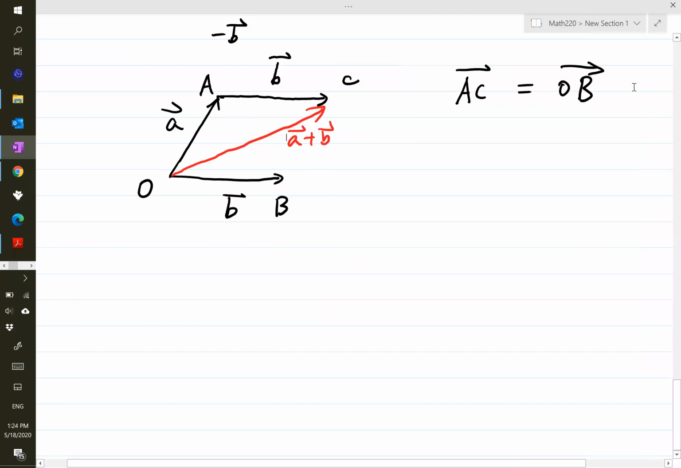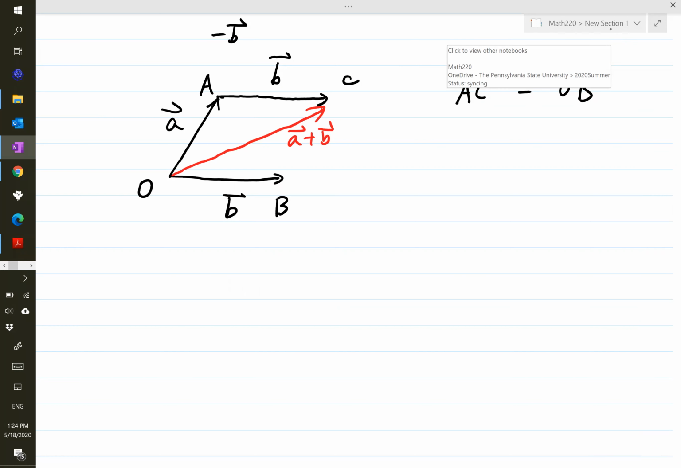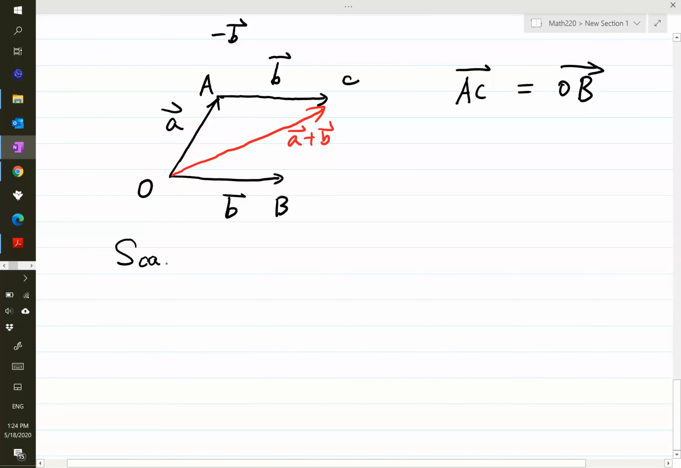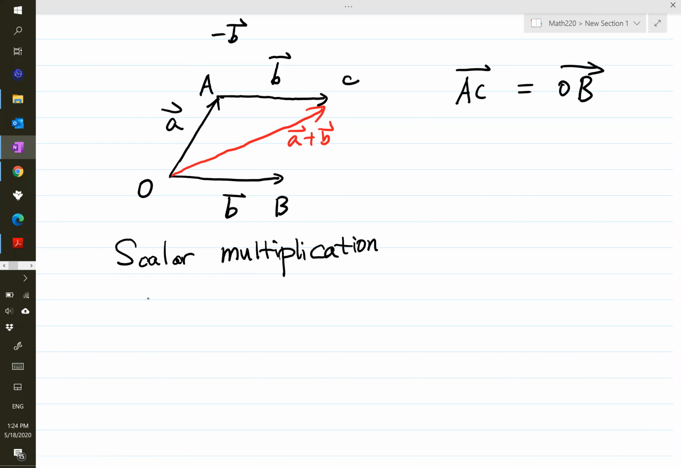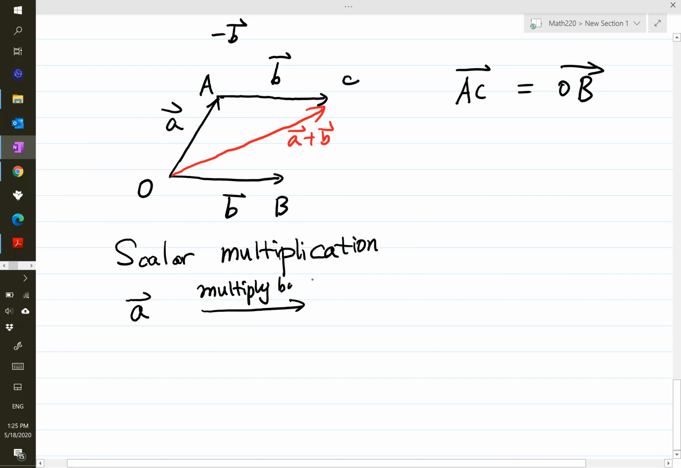Now we can also multiply a vector by a scalar. So this is called scalar multiplication. Now, if we have a vector A, we multiply it by a scalar lambda, and then the output is lambda A. Here lambda is a real number. Now this is called scalar multiplication.